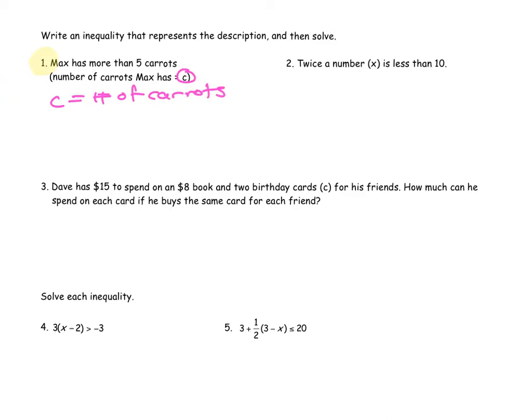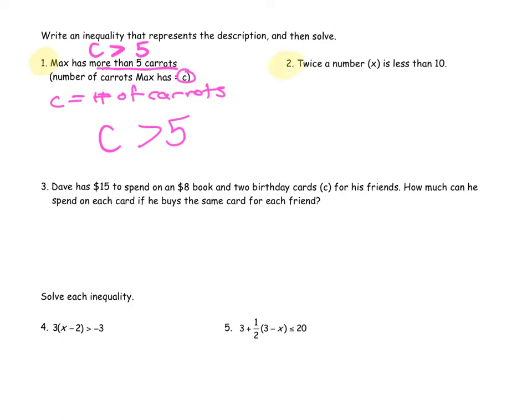Okay. So I have Max has more than 5 carrots. Well, we know more than is greater than. He has 5, and we're talking about the number that he has represents C. So we have carrots, which represents C, and he has more than 5 of them. So we have C is greater than 5. Okay. Well, what about the second one?